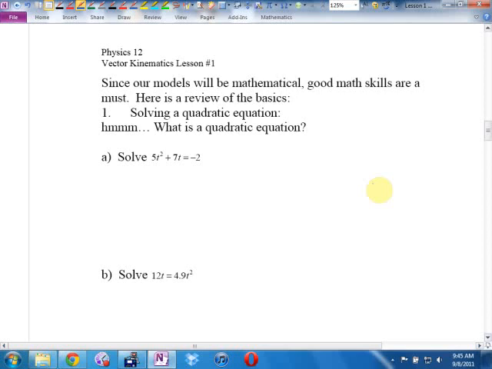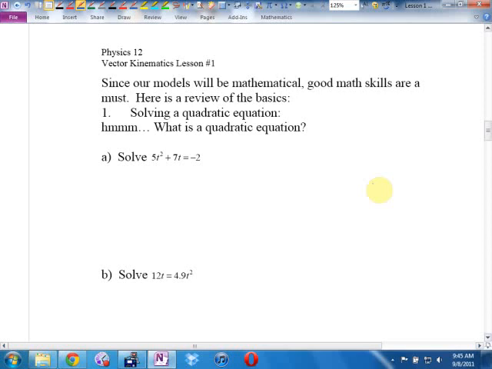The first one is solving a quadratic equation, although that begs the question, what is a quadratic equation? What makes a quadratic a quadratic? How can I glance at an equation and instantly know this is a quadratic equation? It's really easy. Does anybody know? Square, yeah. If it's got a square, it's a quadratic.